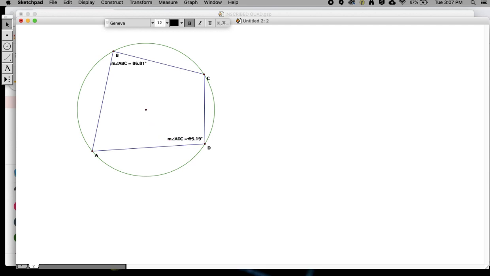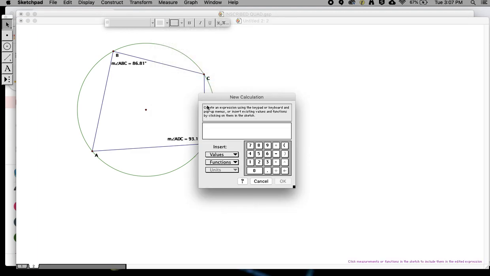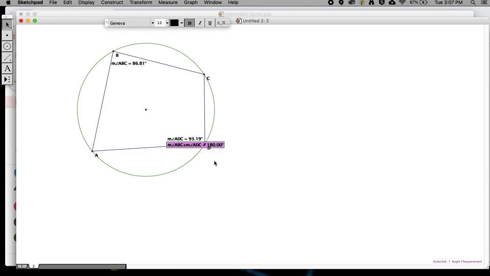So now, if I were to calculate where we are, here we are, measure, calculate, check that out. If I take this angle plus this angle, hit OK, look at what that measurement is. It actually tells me that the sum is 180 degrees.